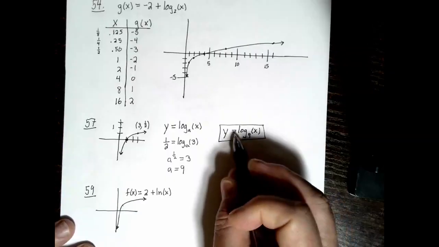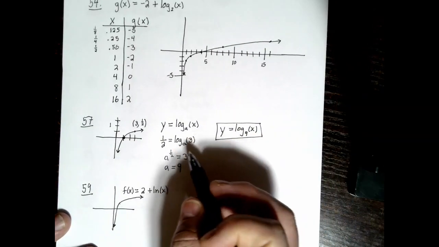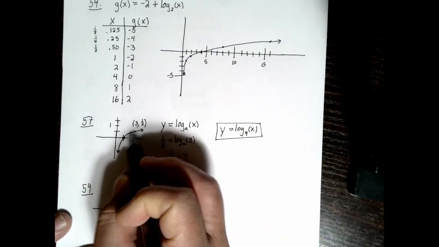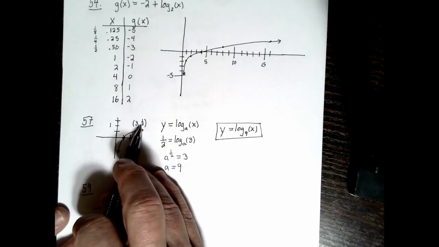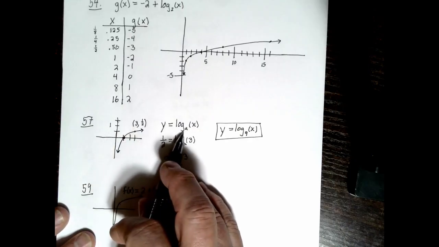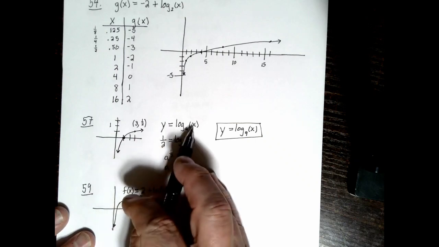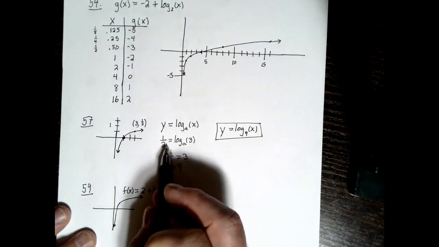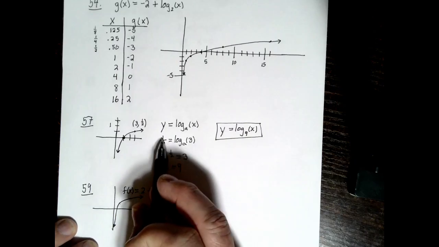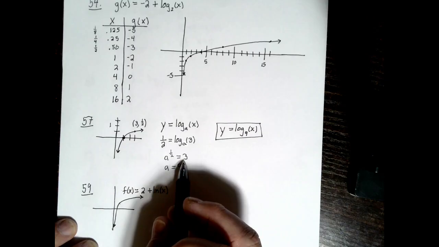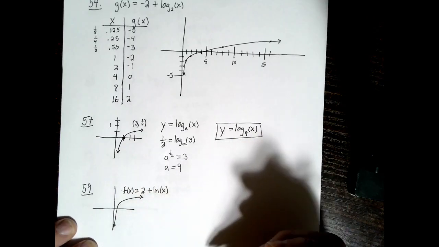57, this is y equals log base a of x. Okay. Well, first off, they give you a graph and they ask you to find the function. So they give you x is 3 and y is a half. So remember, y equals log base a of x, and we don't know what a is, but we know y is a half and we know x is 3. So we got 1/2 equals log base a of 3. So that means a to the 1/2 equals 3. Now if you square both sides, you get a equals 9, so that gives you your graph right there.